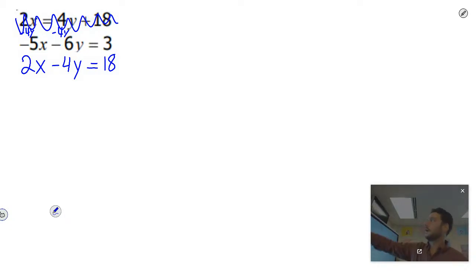Your two options seem to be we can get 5x and 2x both to be 10x's. That'd be nice. Those would then cancel out. Or I could get 6y and 4y to be something. There's a couple different options. 12 is the least common multiple. Or you could go up to 24. It doesn't really matter. I don't suggest going all the way up there.